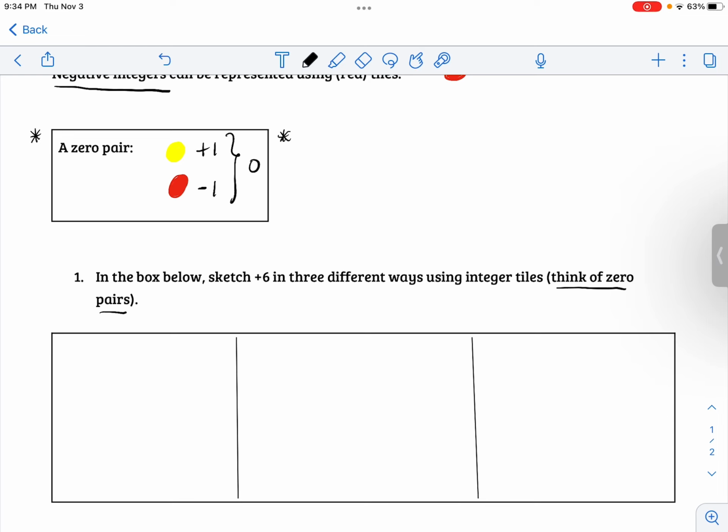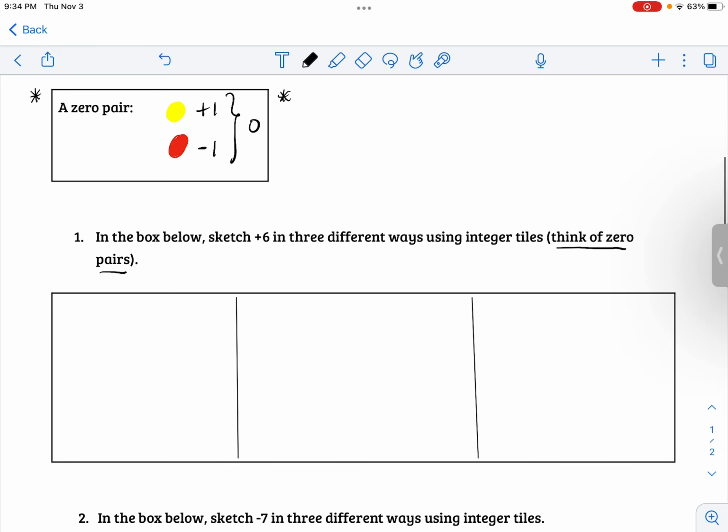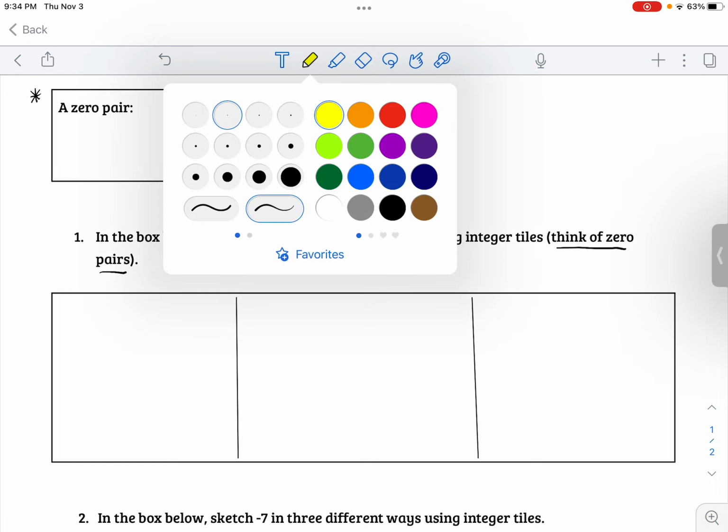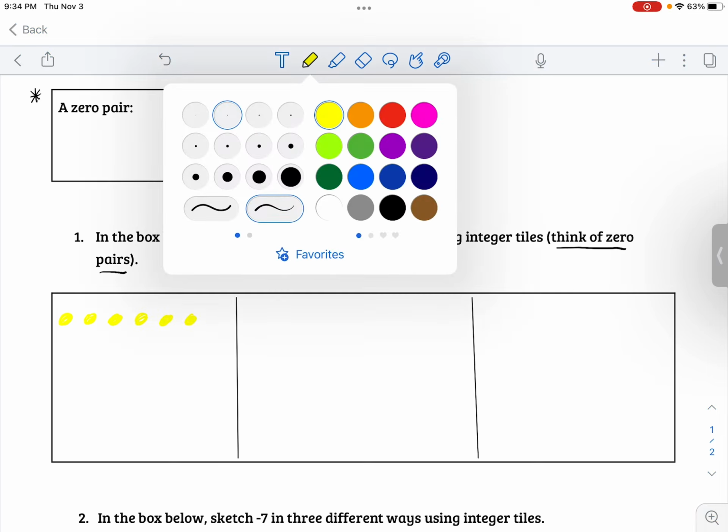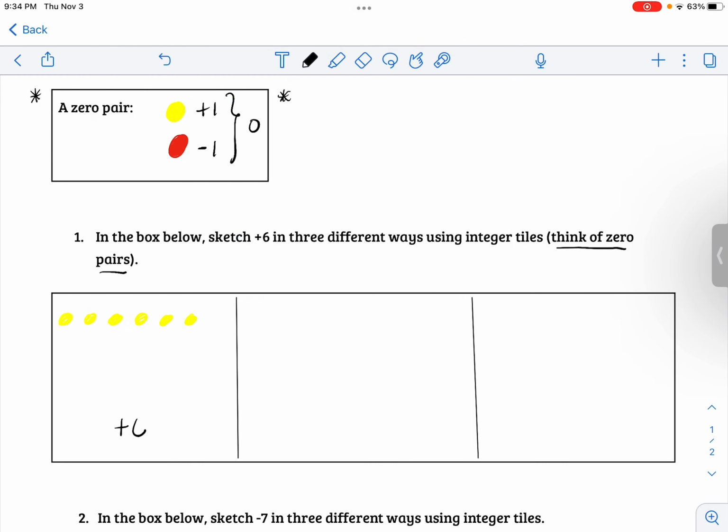Okay. Now, think to yourself, what is the most obvious representation for a +6? Well, you're probably thinking you'll draw 6 yellow tiles. So go ahead and draw 6 yellow tiles in the first box. And then make sure you label that, and we know that that definitely represents +6, or the integer +6, because it's represented by 6 yellow tiles. Now, there are many different ways we can represent +6. So we'll just think of 2 other ways. I'll give you another example here.